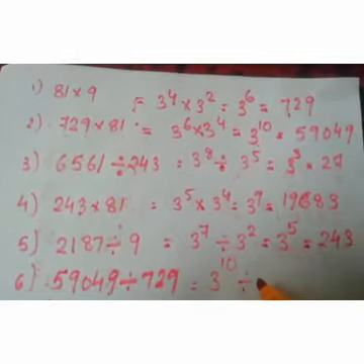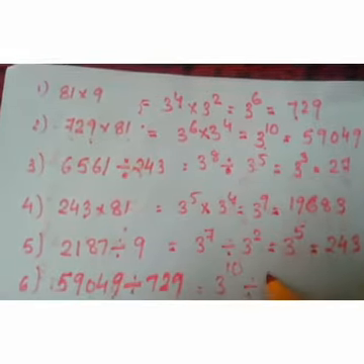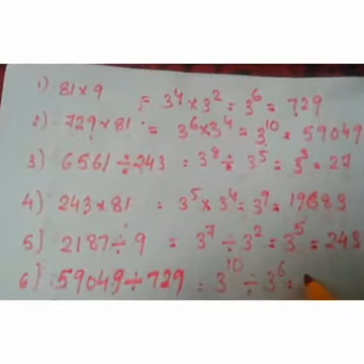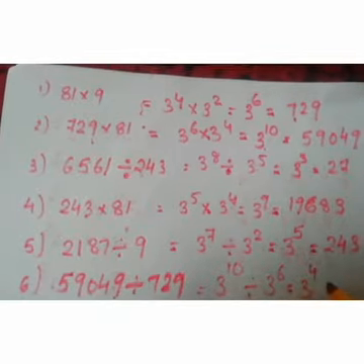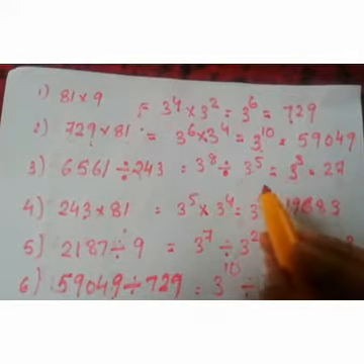Last question: 59049 is the result for 3 raised to 10, divided by 729, which is the result for 3 raised to 6. When we divide, 3 raised to 4 is the answer. The ultimate answer, 3 raised to 4, means 81.